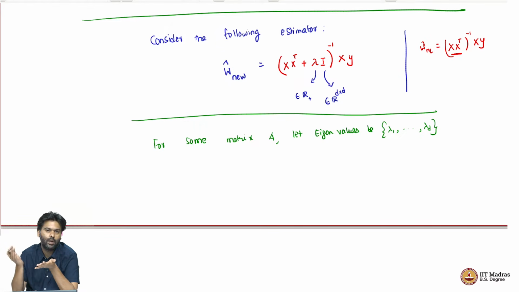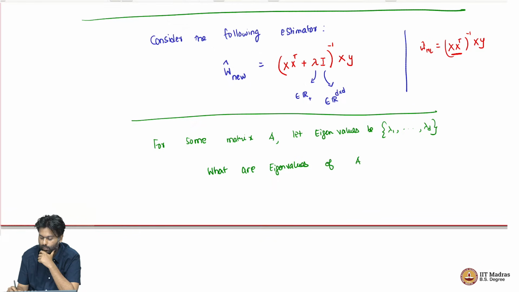In our case we are looking at XX transpose, but in general think of some matrix A. So now what are the eigenvalues of A plus lambda I, this new matrix? What are the eigenvalues of these?